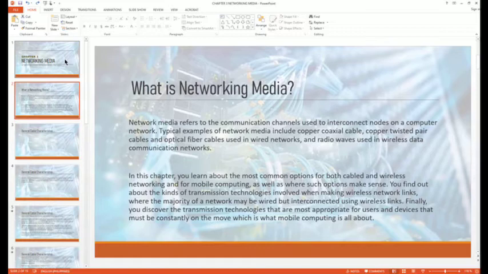You find out about the kinds of transmission technologies involved in making wireless network links, where the majority of a network may be wired but interconnected using wireless links. Finally, you discover the transmission technologies that are most appropriate for users and devices that must be constantly on the move, which is what mobile computing is all about.